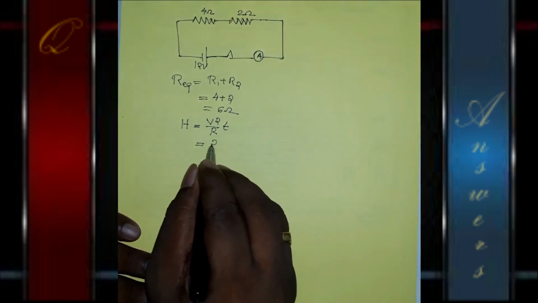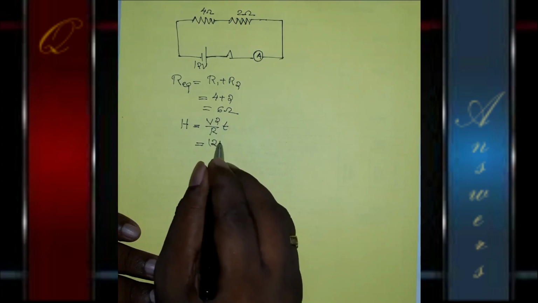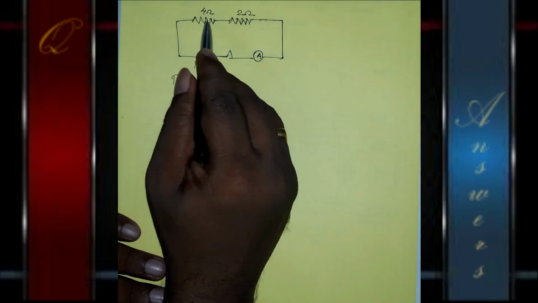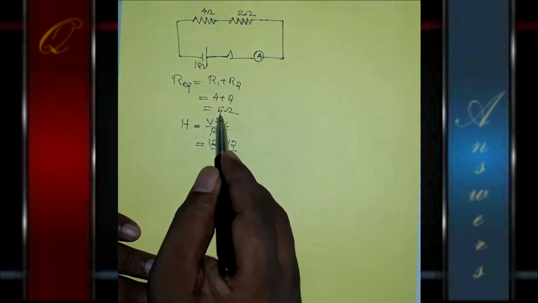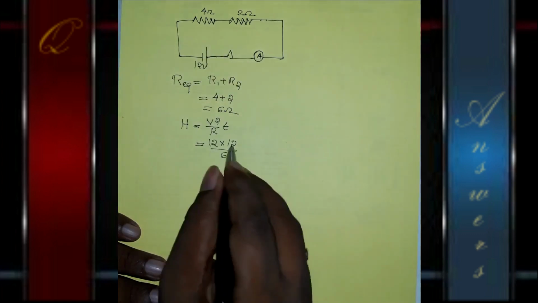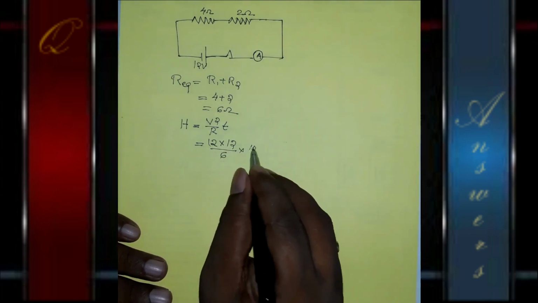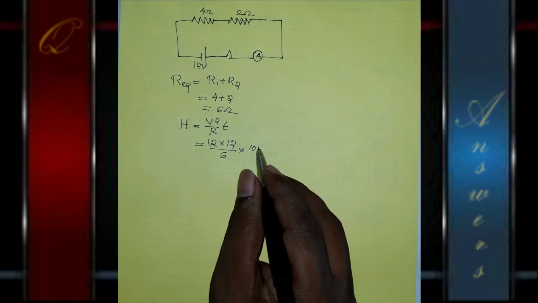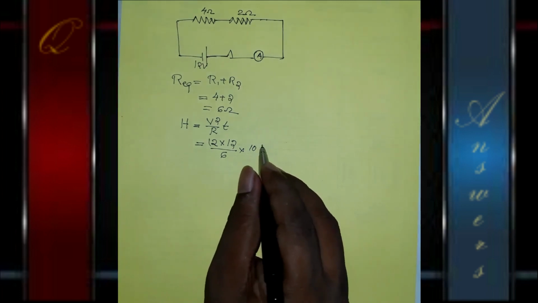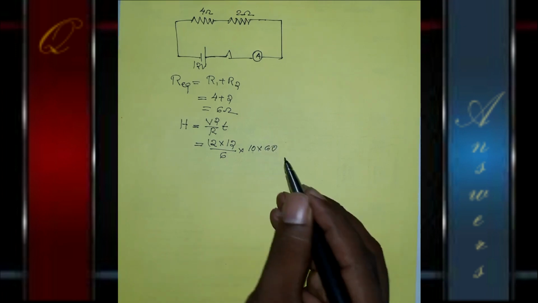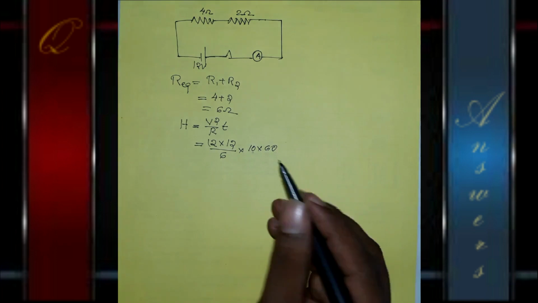That is 12 square, 12 into 12, divided by R. R is the total resistance, the effective resistance, which is 6 ohm, into T. What is T? T is 10 minutes. You cannot substitute in minutes. You have to use SI units only, that is, it should be in seconds. So 10 minutes means 10 into 60 seconds. Time should be in seconds.